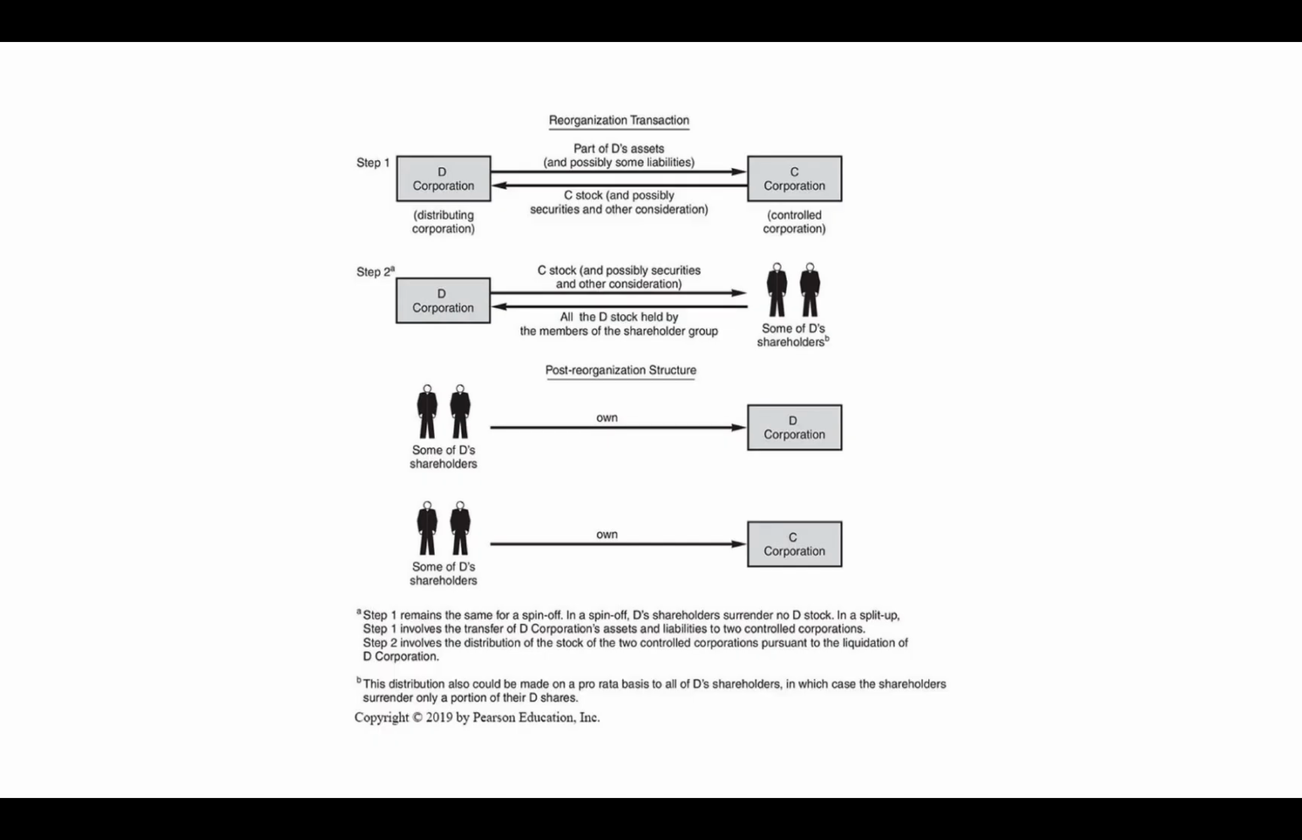All right, so here we have D, the distributing corporation, and C is the controlling corporation. So D is going to give part of its assets to C, and C is going to transfer some stock back to D. And then in step 2, D is going to transfer that C stock out to its shareholders, and those shareholders are going to transfer back all the D stock held by the members of the group. So what is going to happen after that is there's going to be 2 corporations, D and C, and they're going to be not related anymore. So D is going to be owned by some of D's shareholders, and C is going to be owned by some of D's old shareholders.